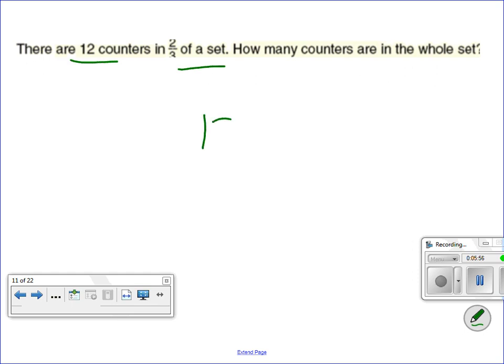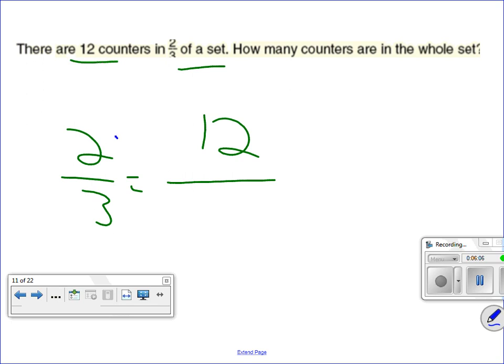means 12 is my numerator. It is not the whole. I'm trying to find the whole, so I have to leave that blank. What would 2/3 be? Take a look. 2 times 6 is 12, so 3 times 6 is 18. That is my whole set.